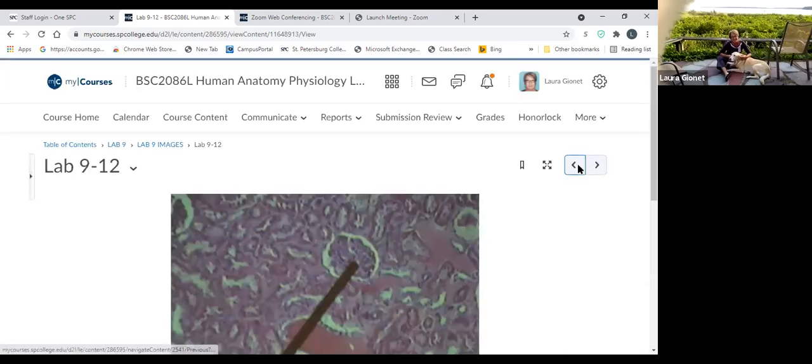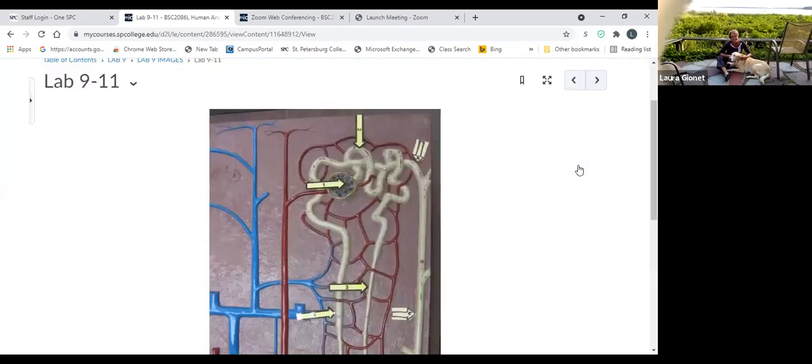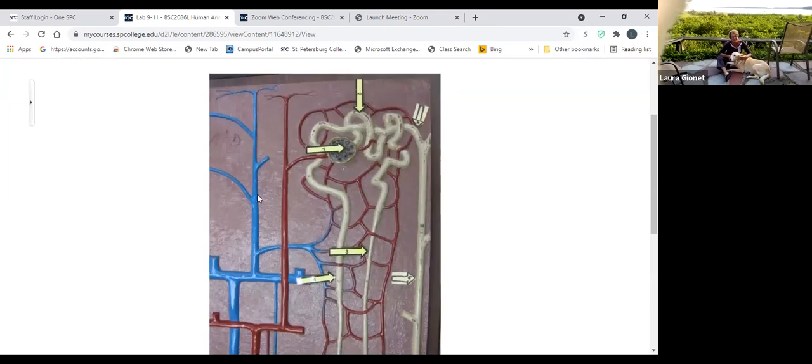Let me back up real quick. Actually, let me go back. Even though it's not pointing to it, you look at the blood supply and trace the blood supply into and out of the nephron, because this lets you see it in its entirety as well.